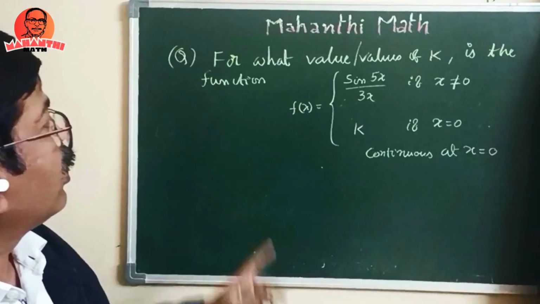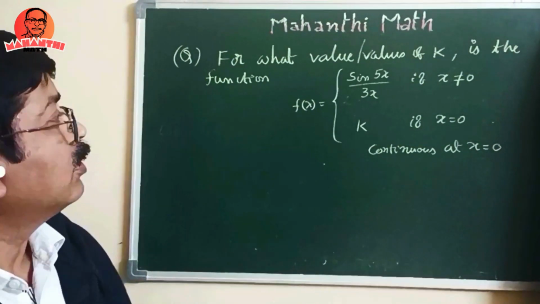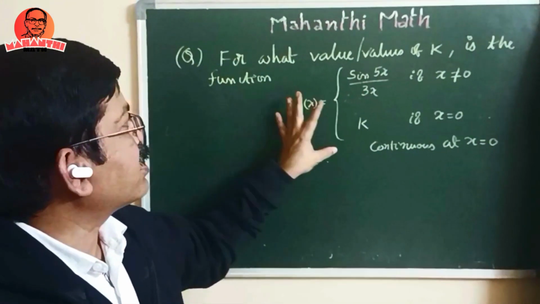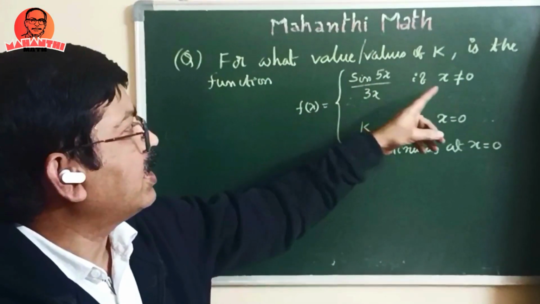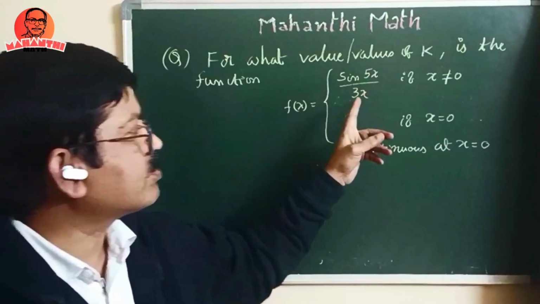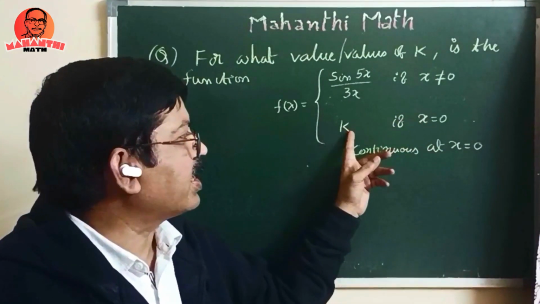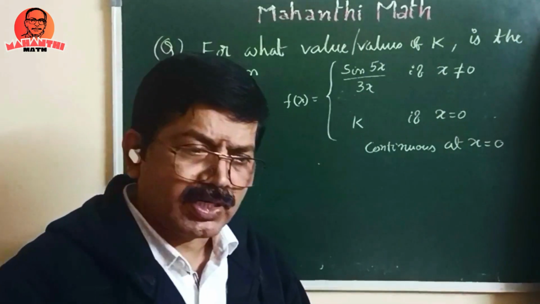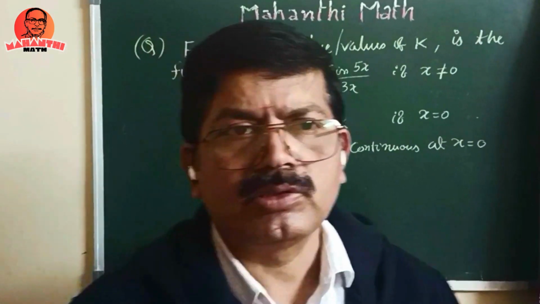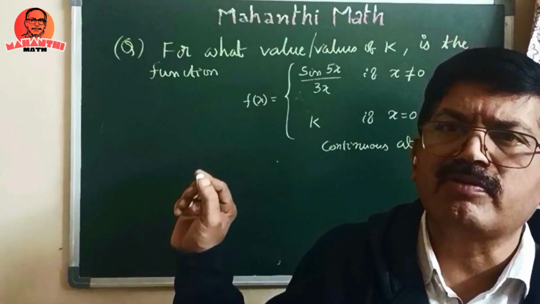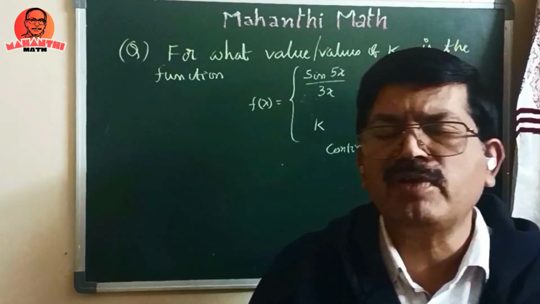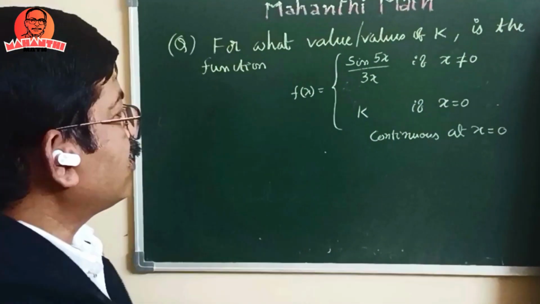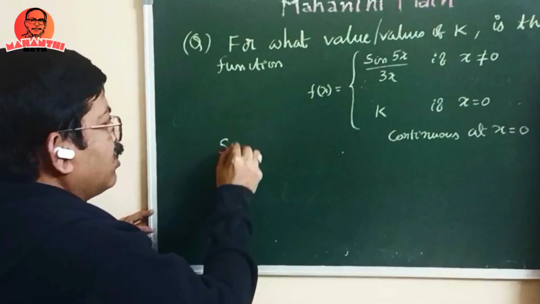Okay. Now you see this problem: for what value of k is the function continuous? The function is defined as sine 5x by 3x when x not equal to 0, and k when x equal to 0, continuous at x equal to 0. So here, continuity of the function at x equal to 0. So f is continuous at x equal to 0. Then what we have to write? LHL equal to RHL equal to function value. So first write that sentence.